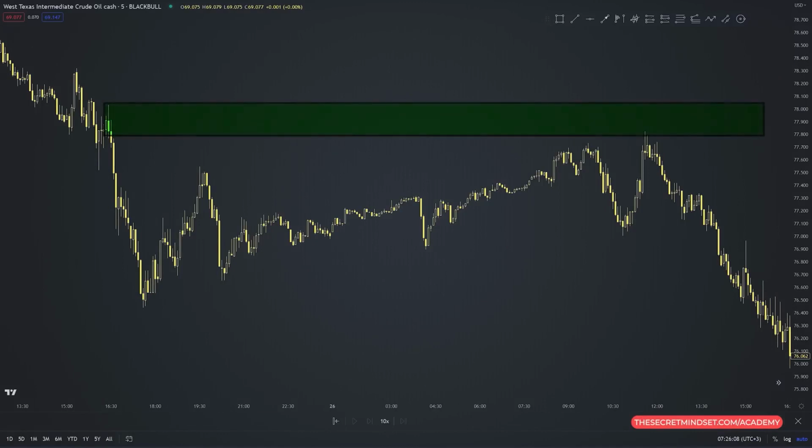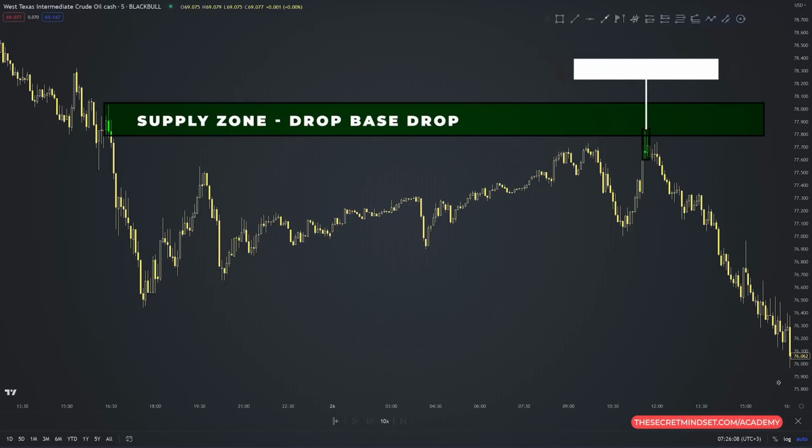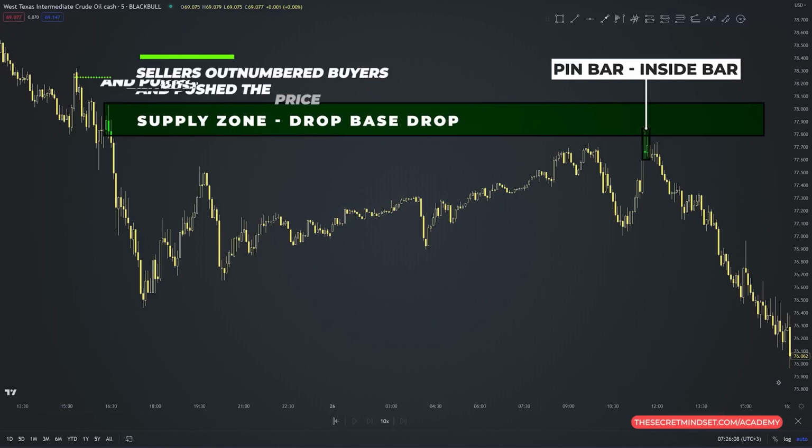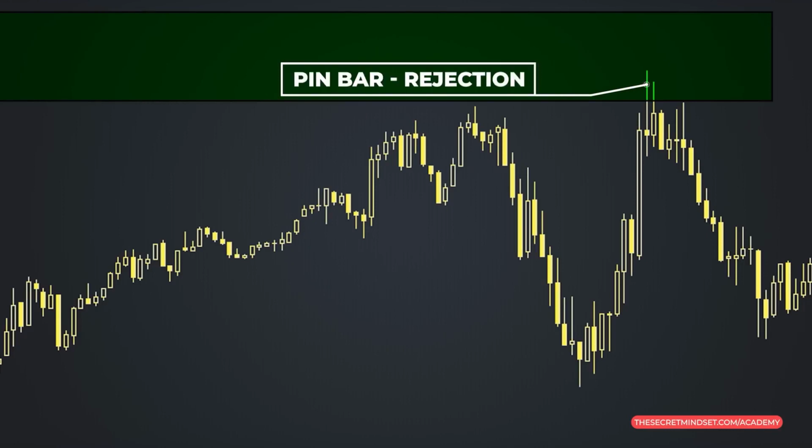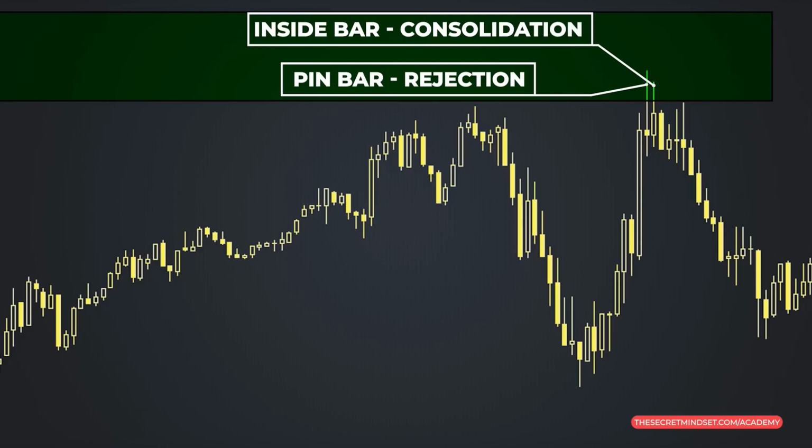Here's a short trade on crude oil on the 5-minute time frame, which involved taking a trade at this drop base drop supply area, with the trigger being a pin bar followed by an inside bar. At this supply area, sellers outnumber buyers and pushed the price down. When price returned to it, first we had a pin bar indicating a rejection of that level. Then the inside bar completely within the range of the previous candle was indicating a consolidation or indecision, confirming that the market was poised for a breakout.